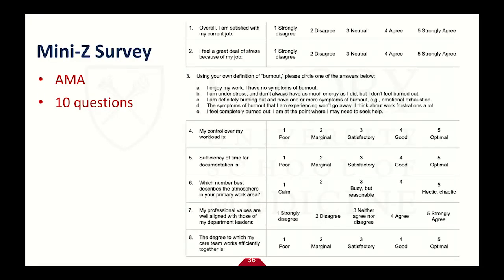Okay. This is the Mini Z survey that's actually proposed by the American Medical Association right now. I think it's been trying to move away from the complexity of trying to administer the Maslach Burnout Inventory, which takes about 15 minutes to do overall. And they've reduced it to a 10-question thing, and a lot of it are, I think, more focused and more pertinent to how we practice medicine.